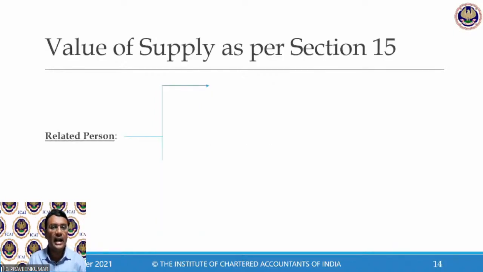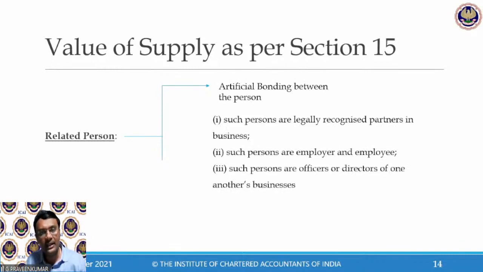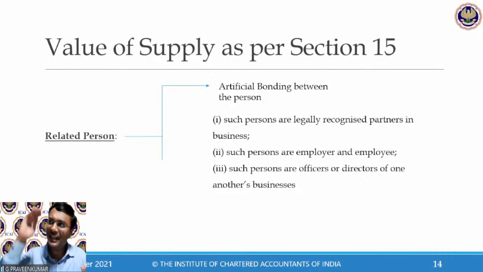Now, I was talking about your artificial bonding. So how do I create artificial bonding? Where the persons are legally recognized as partners. I was talking about a partnership firm with a partner, or employer-employee. Third scenario, persons or officers or directors of one another business. The sale transaction happens between the persons where one of them happens to be an officer or director of another business. So generally when we look at these people, they are in a position to control, they are in a position to dominate the transaction value.